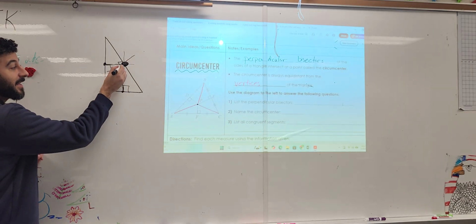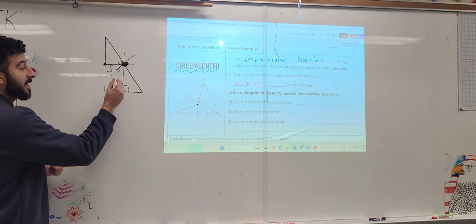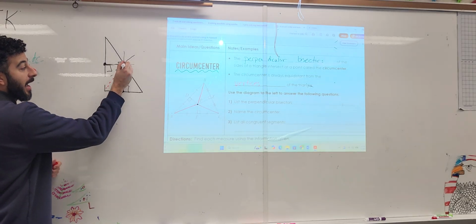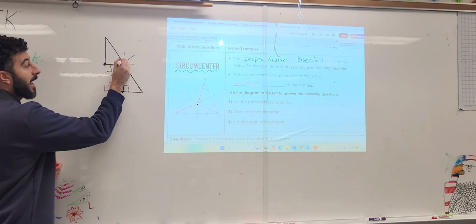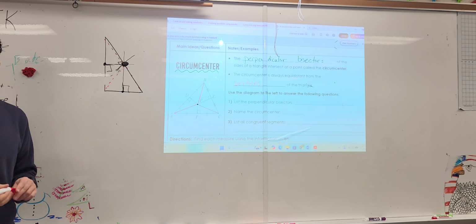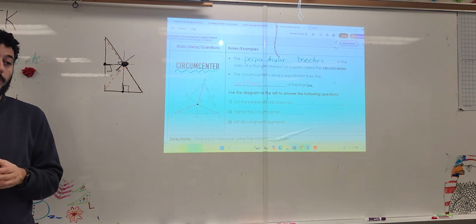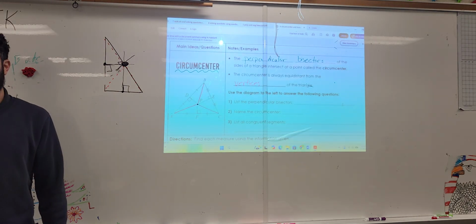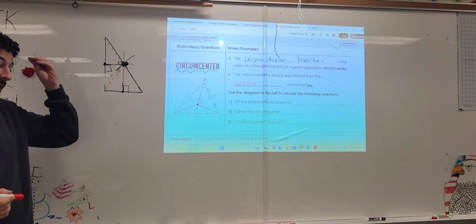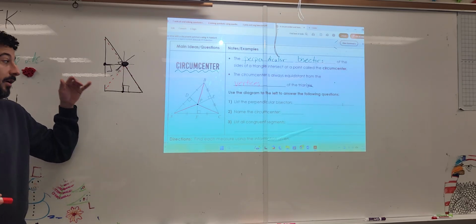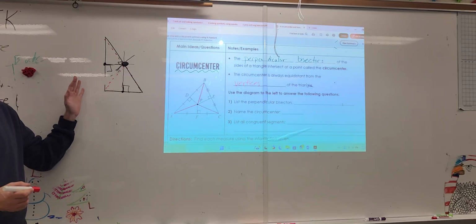This point here is equidistant from this vertex and this vertex and that vertex. It's equal from all three of those. Circumcenter is always equal from all three vertices, so it checks out, okay? So hopefully this activity helped us solidify in our brains a little bit more: circumcenter, perpendicular bisectors, equidistant from all the vertices.